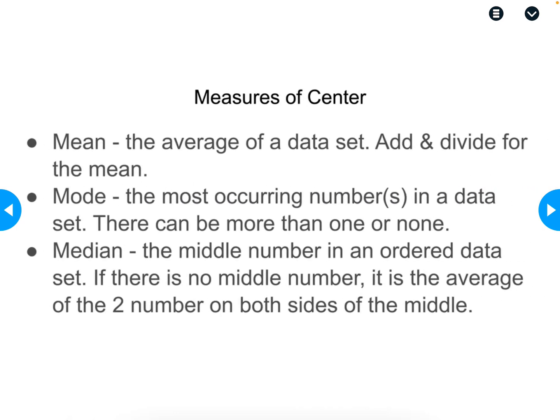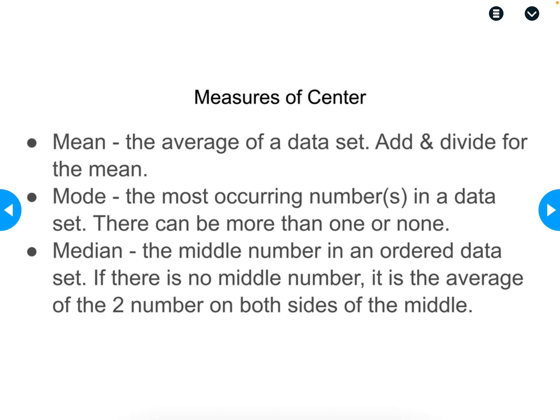The first thing we're looking at is measures of center. There are three measures of center. They're the three M words, the mean, the mode, and the median. The mean is the average of the data set. That's where we add and divide for the mean. So you add up all the data and divide by the number of pieces of data.